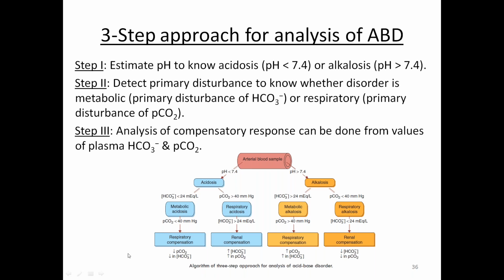And then the third step is when we do analysis of the compensatory response, again from values of plasma bicarb and PCO2. So first of all, we know it is acidosis or alkalosis, then we know what kind of acidosis or alkalosis. Once we know that, we need to understand, is there compensation happening? If yes, what kind of compensation is happening? So this is what you deduce from a 3-step approach.